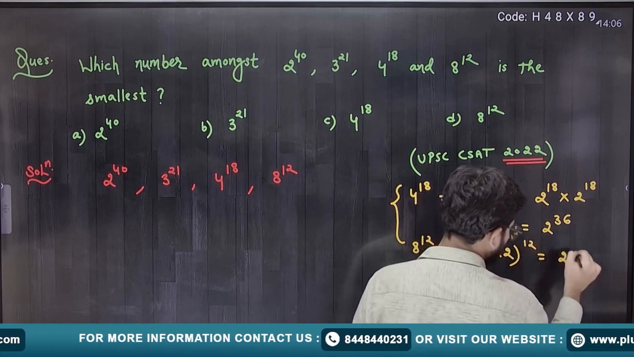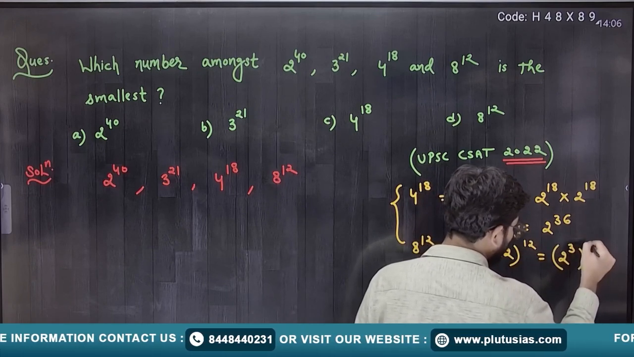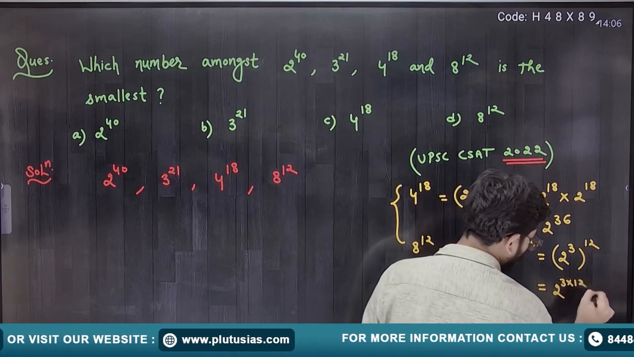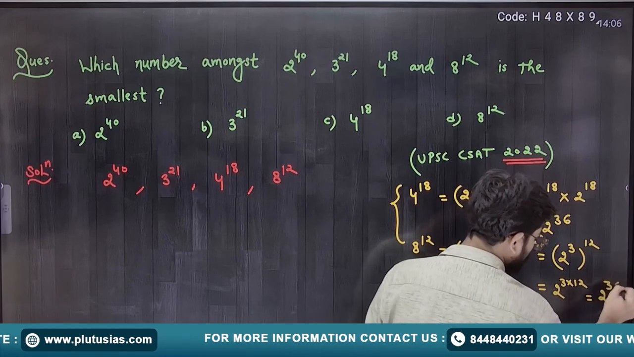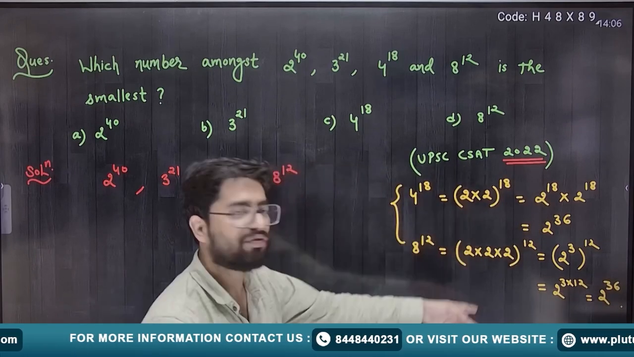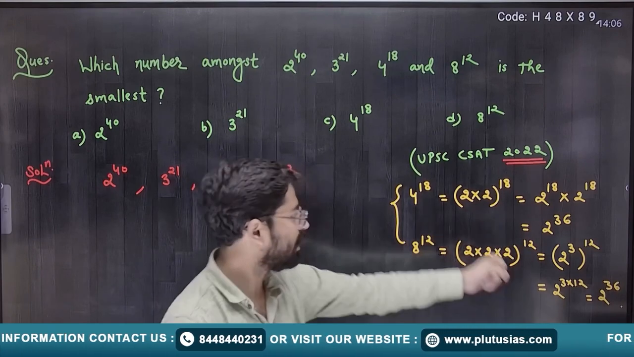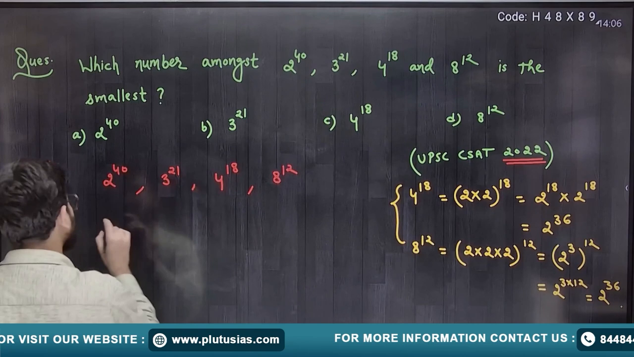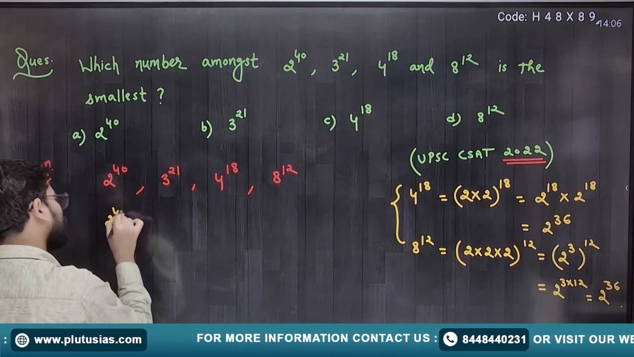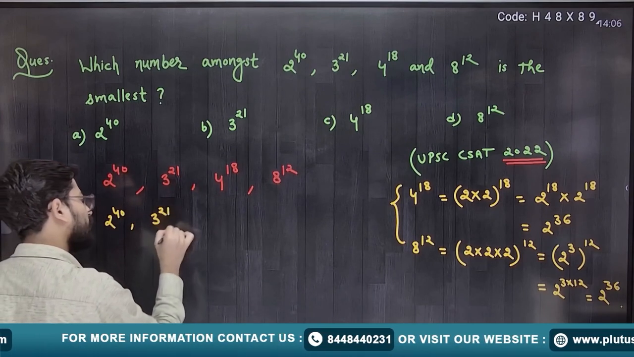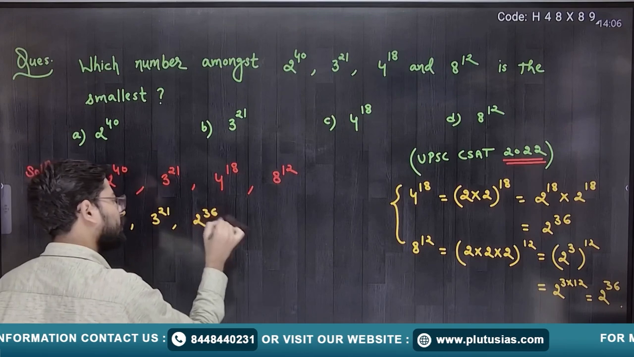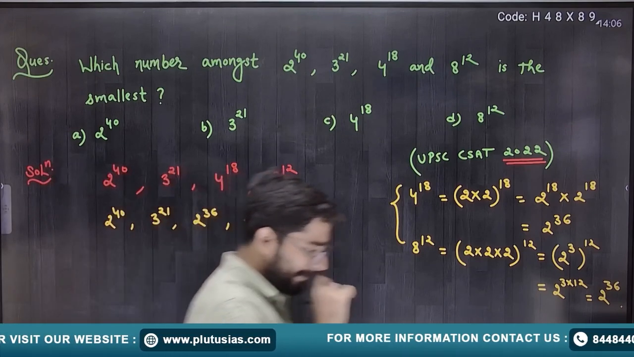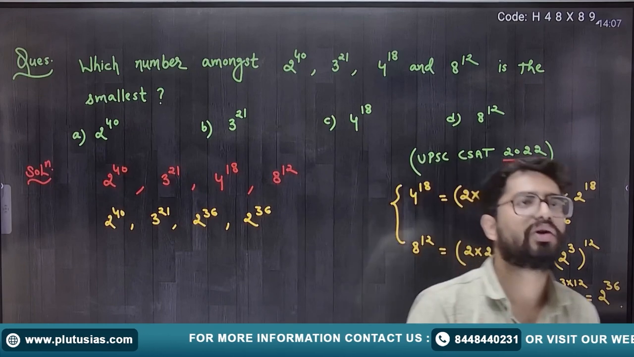Now I'm using a different method. You can say 2 power 3 to the power 12, so 2 power 3 into 12, which is 2 power 36. Here I'm using two different methods; you can choose any one of them. So 2 power 36, 2 power 36. My numbers are 2 power 40, 3 power 21, 2 power 36, 2 power 36. Now you have to check which one is the smallest one.